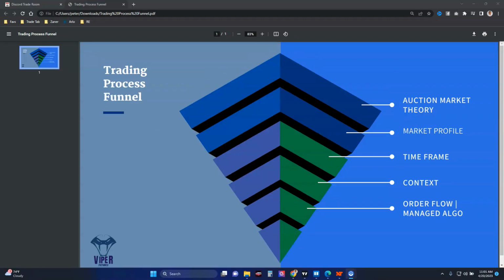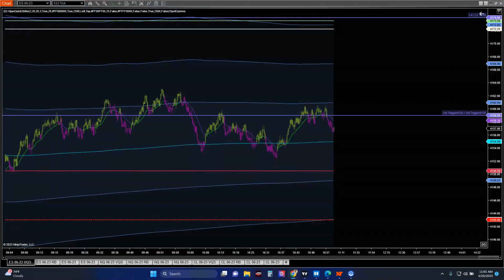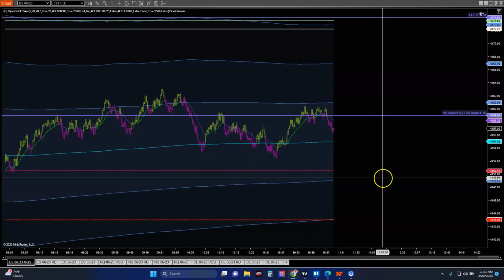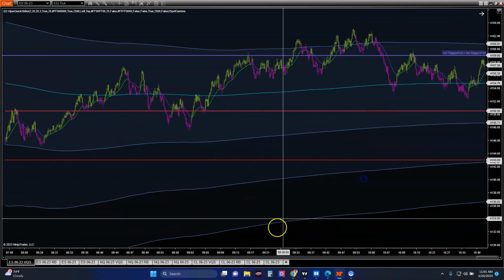Our base core is auction market theory coming in from the top. We do it top down, so I did it this way. Using market profile, time frames, and context, we then can look at order flow, such as Bookmap, and then trade with discretion, if we have enough confidence and experience to do it. Or basically use algorithms, okay?